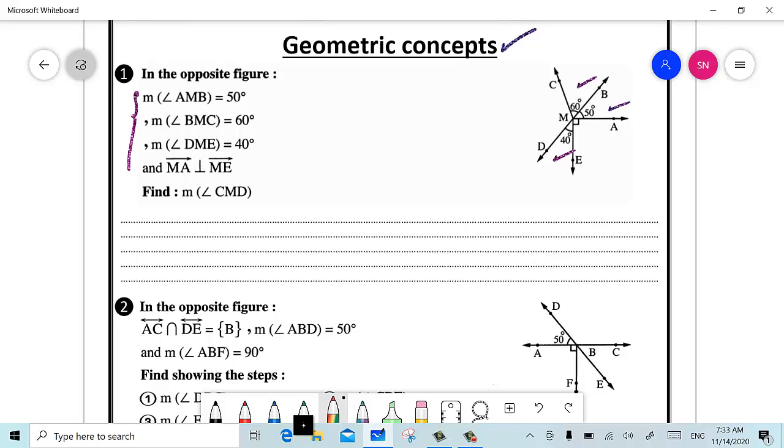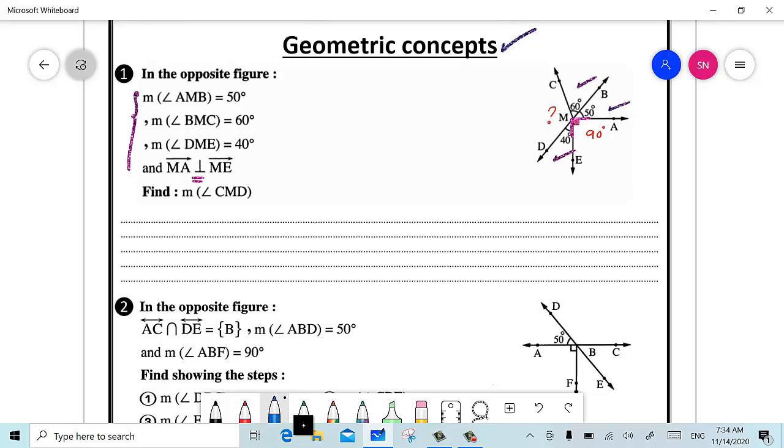The most important part in this given is that he's saying that ray MA is perpendicular on ray ME. And we said that when we have the word perpendicular, this means that the intersection between the two lines forms here a 90 degrees. And please, since all of you forget this 90 degrees, whenever you see that two lines are perpendicular or the sign of the right angle, just go and write the 90 degrees in order not to forget it. He wants now to find the measure of angle CMD, and here is measure of angle CMD.